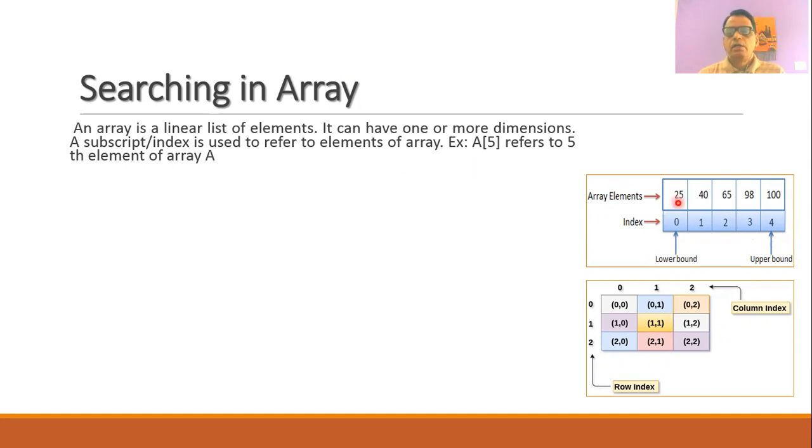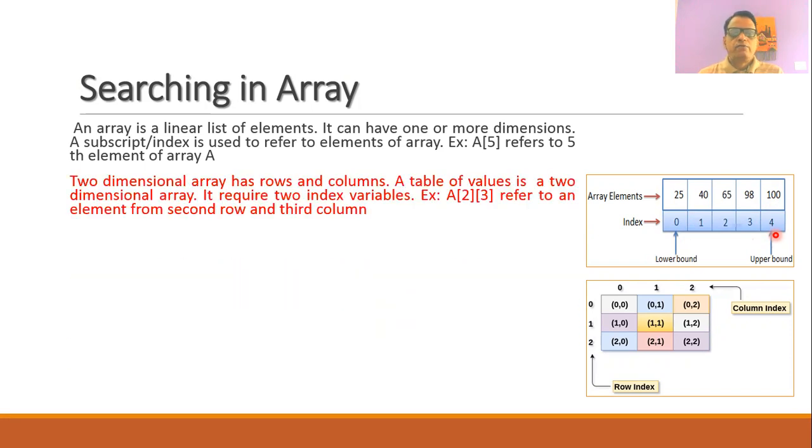Say, for example, if the array elements are 25, 40, 65, 98, and 100, then these elements can be referred to by using one index variable whose value can be 0, 1, 2, 3, and 4. So the first index value is called the lower bound, and the last index value is called the upper bound.